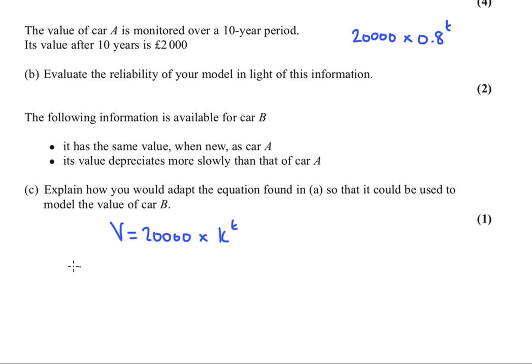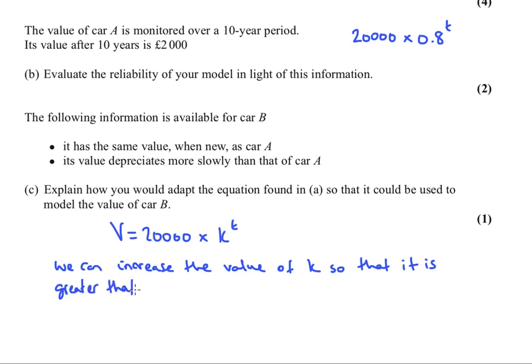So we can adapt the equation by increasing the value of k so that it is greater than 0.8 but less than 1 still. So k will be somewhere between 0.8 and 1.